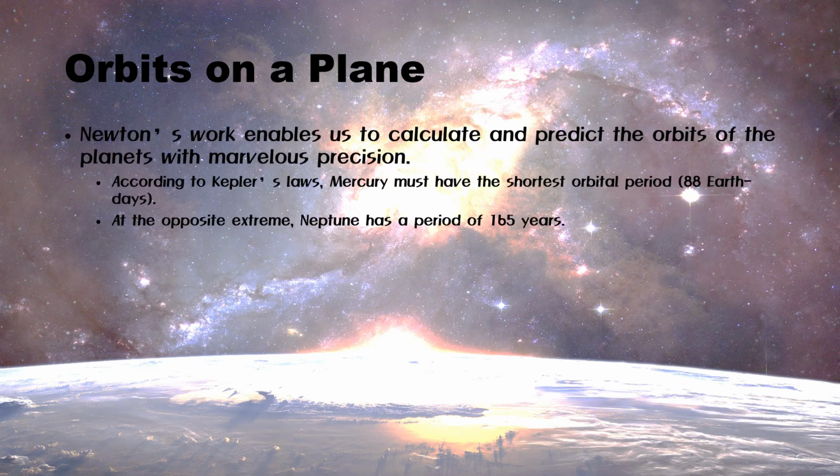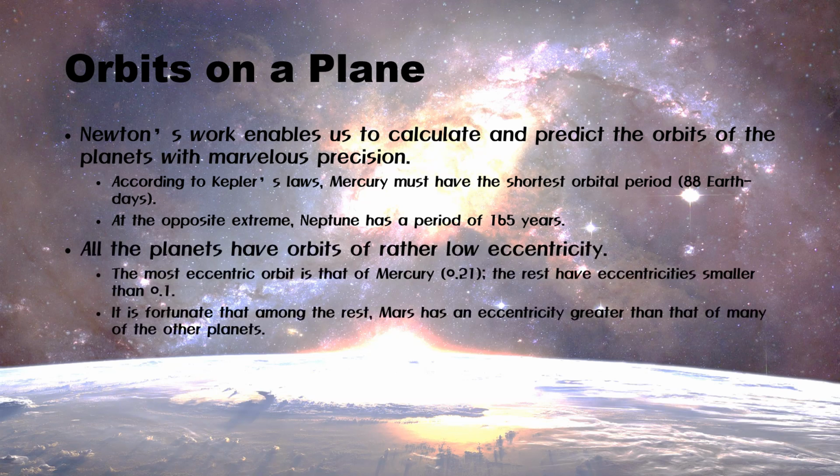So Newton's work that we previously looked at enables us to calculate and predict the orbits of planets with marvelous precision. According to Kepler's laws, Mercury must have the shortest orbital period, which is actually 88 Earth days. At the opposite extreme, as we just saw on the table, Neptune has a period of 165 years. Now, all the planets have orbits of relatively low eccentricity. Most eccentric, as we saw, was Mercury with 0.21, and the rest of the eccentricities are smaller than 0.1. Among the rest, Mars has an eccentricity greater than that of many of the other planets.